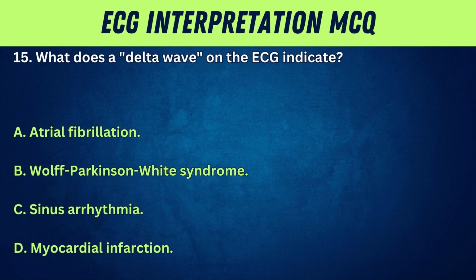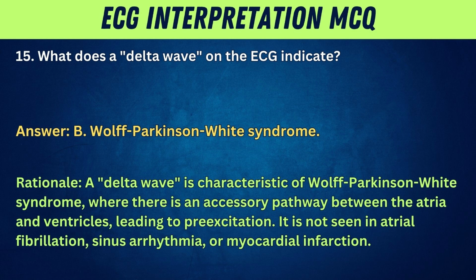15. What does a delta wave on the ECG indicate? A. Atrial fibrillation. B. Wolff-Parkinson-White syndrome. C. Sinus arrhythmia. D. Myocardial infarction. Answer: B. Wolff-Parkinson-White syndrome. Rationale: a delta wave is characteristic of Wolff-Parkinson-White syndrome, where there is an accessory pathway between the atria and ventricles, leading to pre-excitation. It is not seen in atrial fibrillation, sinus arrhythmia, or myocardial infarction.